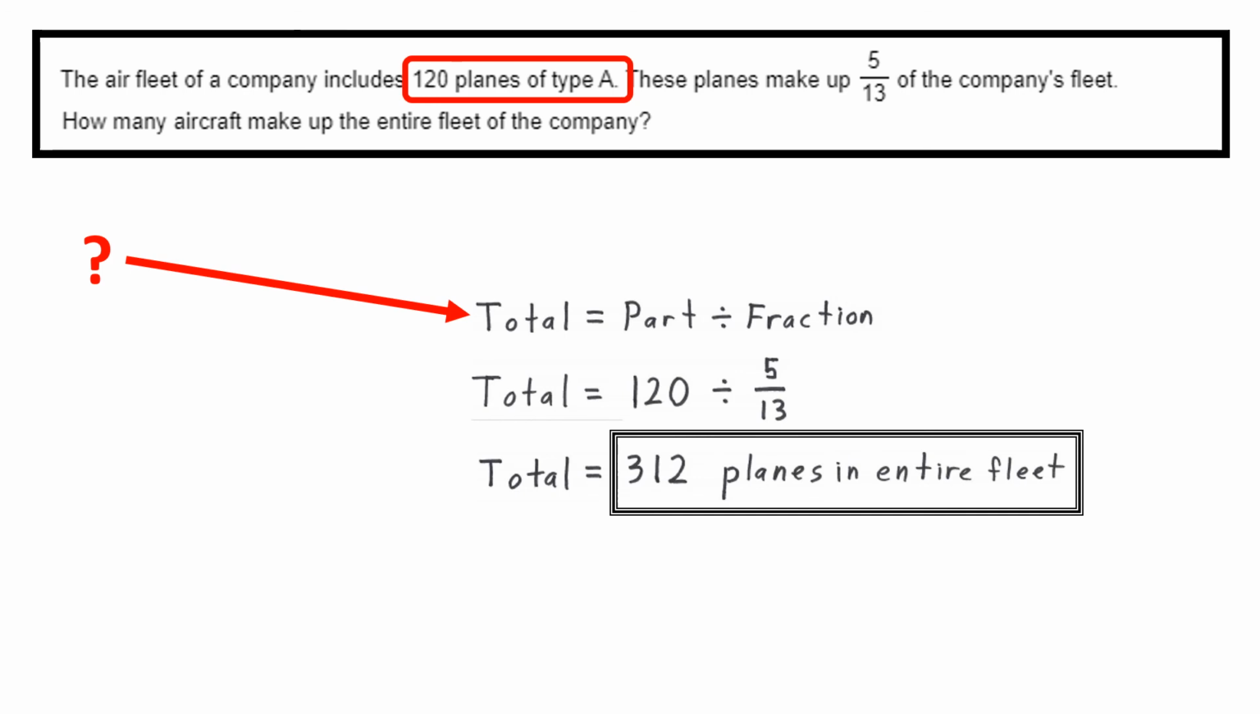In summary, if there are 120 planes of type A, and these planes make up 5/13 of the total fleet, then there are 312 planes in the entire fleet.